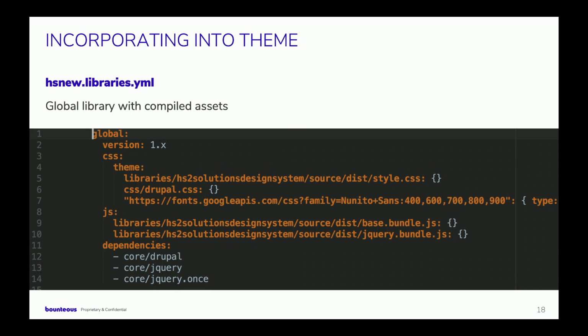So now we have that as a dependency in our Drupal project. Here's how we incorporate it into the theme. Nothing really all that unique or mind-blowing here, but in our libraries.yaml file, we added a few things to the global library. So we have the compiled CSS, and we have our JavaScript bundles that come from the design system. So that just gets loaded with the global library.